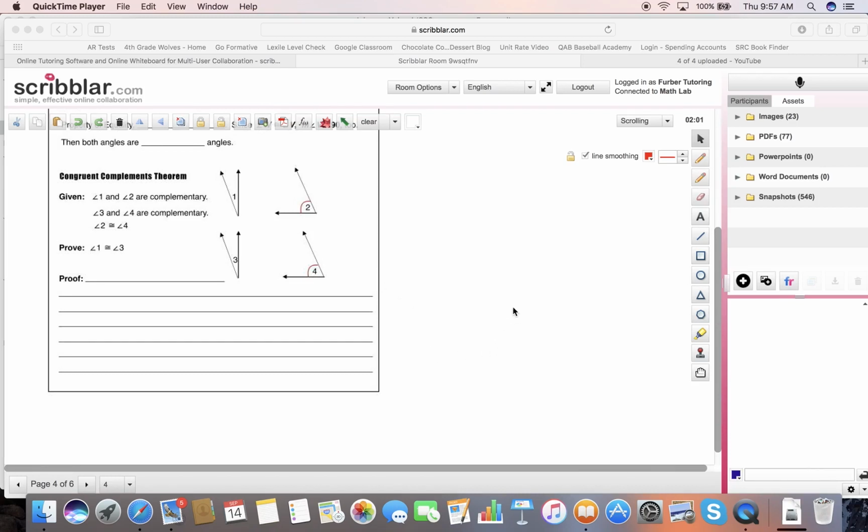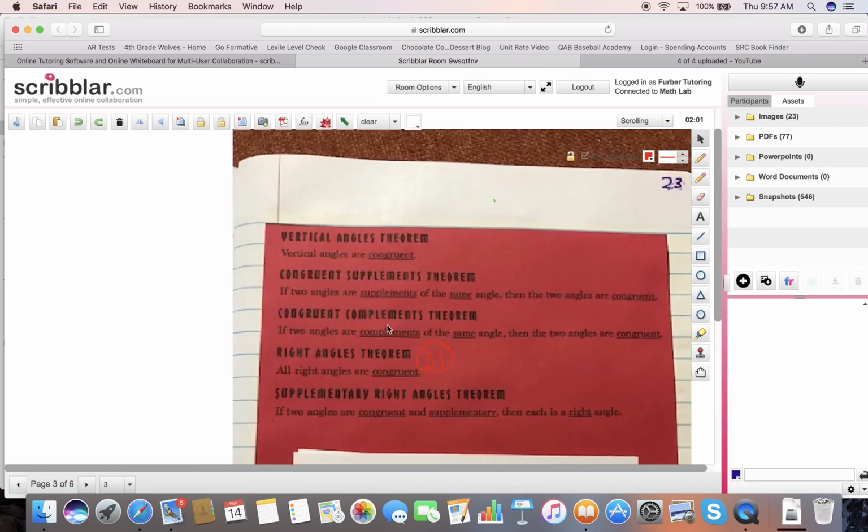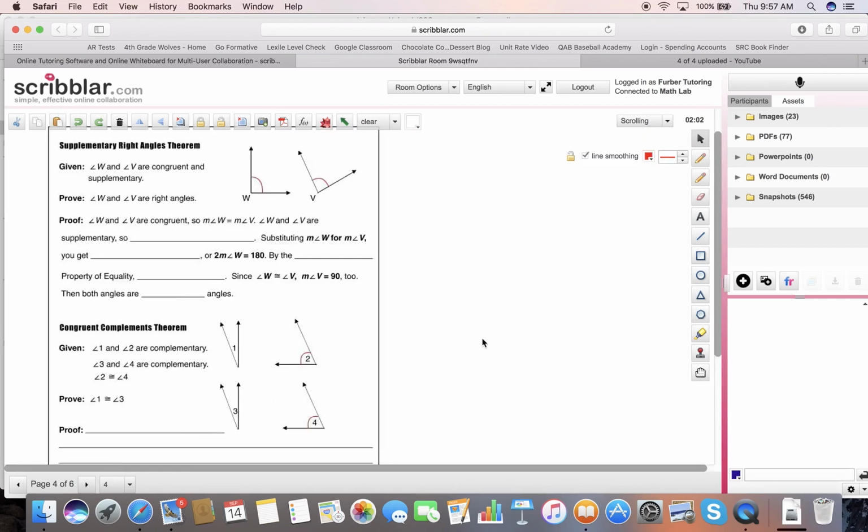So the last paragraph proof that we're going to do is a proof of the congruent complements theorem. And if you forget what that is, you can go back to the previous page. The congruent complements theorem says if two angles are complements of the same angle, then the two angles are congruent to each other. Okay? Meaning if each of them are complements, meaning they add up to 90 degrees with that other angle, then those two angles also have to be congruent.